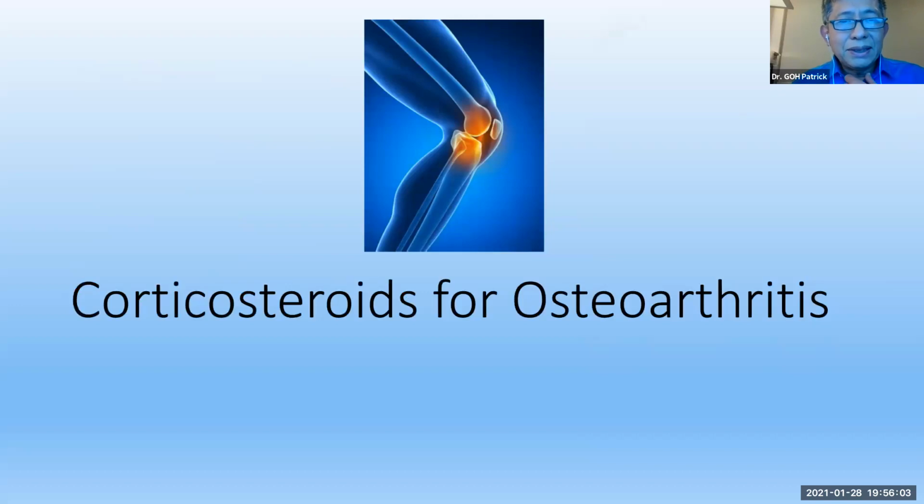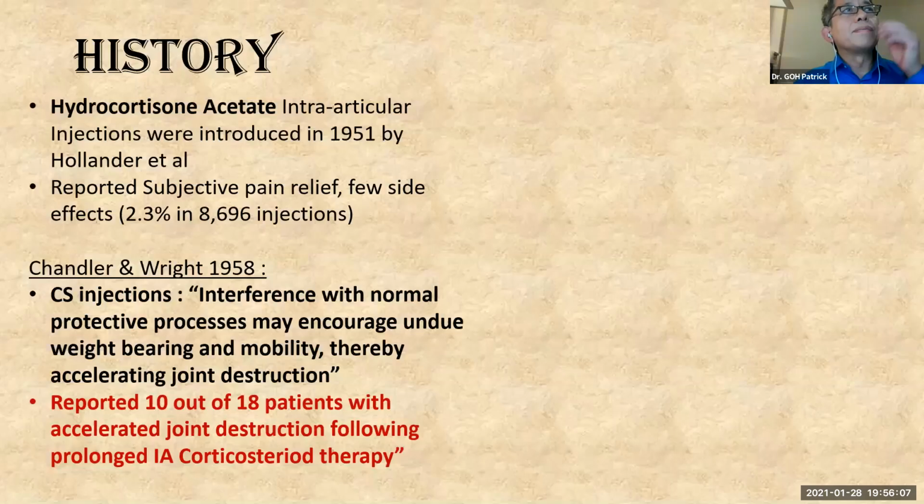Now, with that, let me just launch straight into corticosteroids for osteoarthritis, and I'm going to talk a little bit about the history. Hydrocortisone acetate was first introduced in 1951, sometime before I was born, and in this publication they reported subjective pain relief with few side effects in about 8,000 injections. Side effects were just 2.3%. And these were just typically local type side effects.